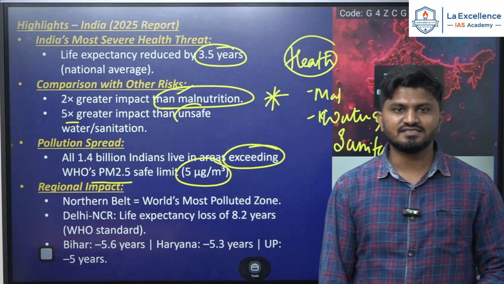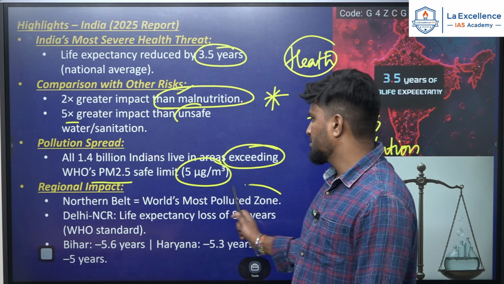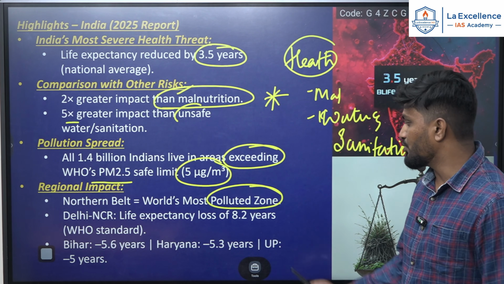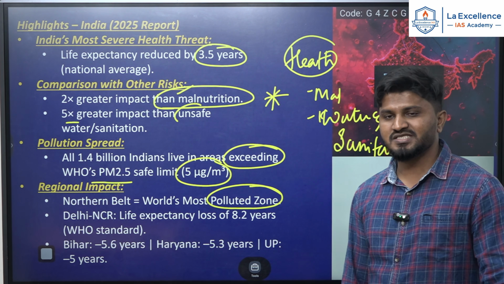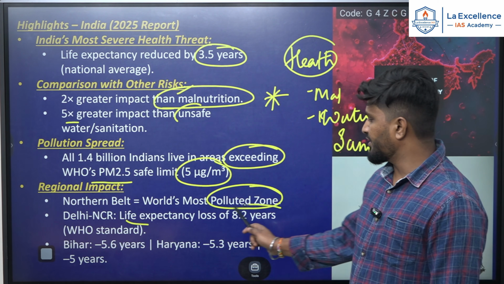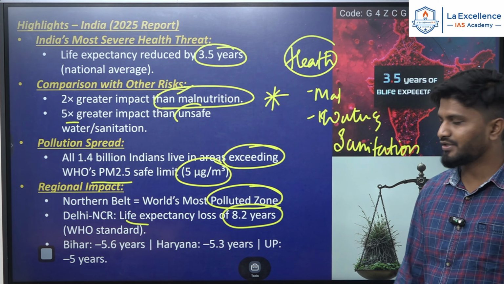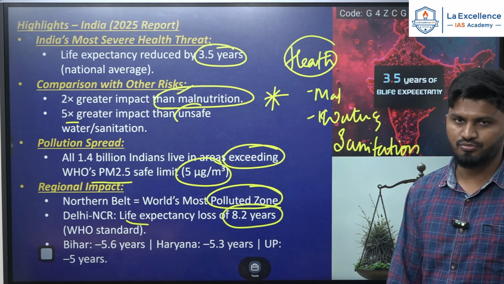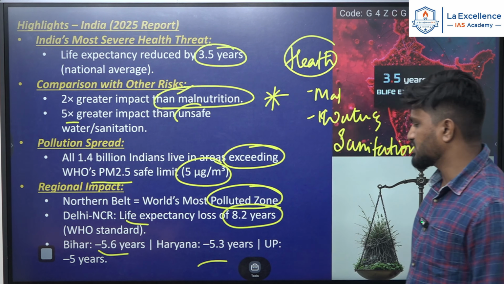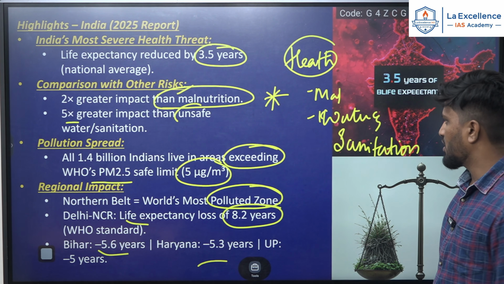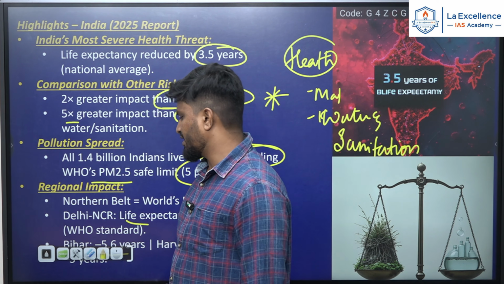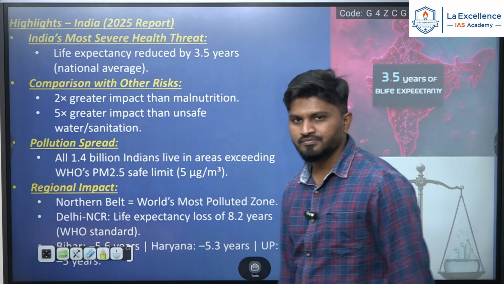Next, the regional impact. The northern belt of India is the world's most polluted zone. Especially Delhi and NCR, the life expectancy loss is 8.2 years according to WHO standard of 5 microgram per meter cube. Next, Bihar, there is a loss of 5.6 years, Haryana a loss of 5.3 years, and UP a loss of 5 years. So this is how many years of life we are losing because of air pollution.